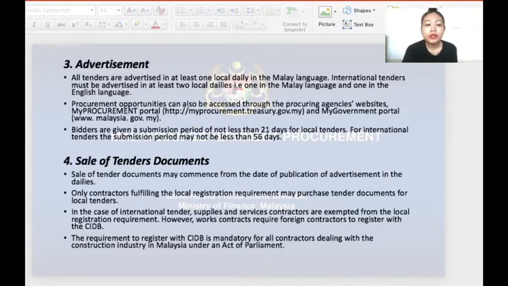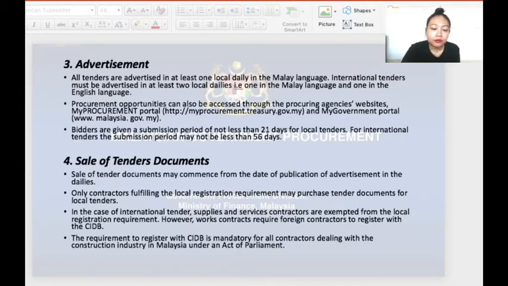www.malaysia.government.my. Bidders are given a submission period of not less than 21 days for local tenders. For international tenders, the submission period may not be less than 56 days. So for local tenders, bidders have less than a month. Meanwhile, for international ones, they have more than a month. It's almost 2 months, 56 days.